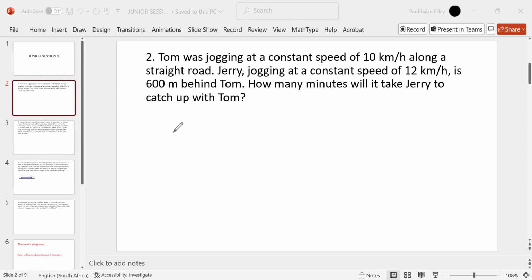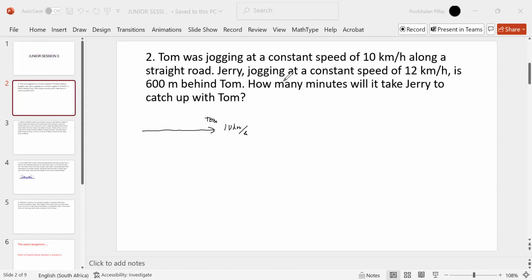Okay, now you've got: Tom was jogging at a constant speed of 10 kilometers per hour on a straight road. All right, so Tom is traveling. His speed is 10 kilometers per hour. In other words, in 1 hour, he travels 10 kilometers. And so as I read, I'm recording the information. And that's a very important thing to do. Don't read everything one time. Along a straight road.